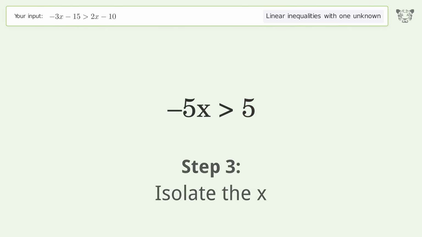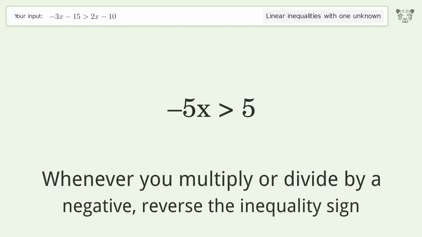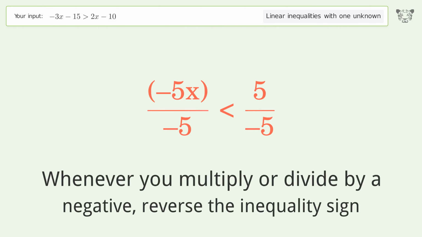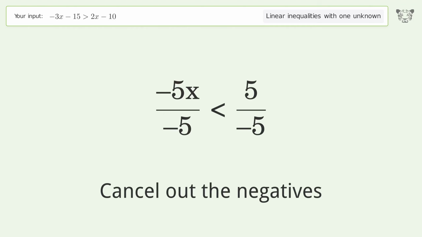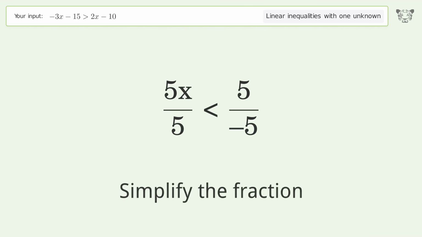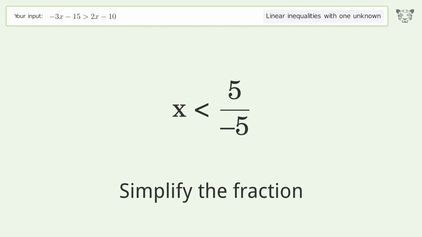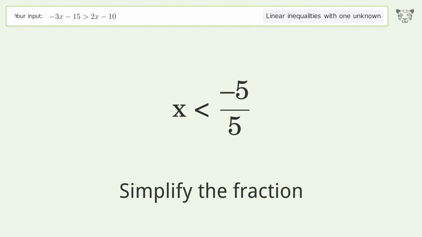Isolate the x. Divide both sides by -5. Whenever you multiply or divide by a negative, reverse the inequality sign. Cancel out the negatives. Simplify the fraction. Move the negative sign from the denominator to the numerator. Simplify the fraction.